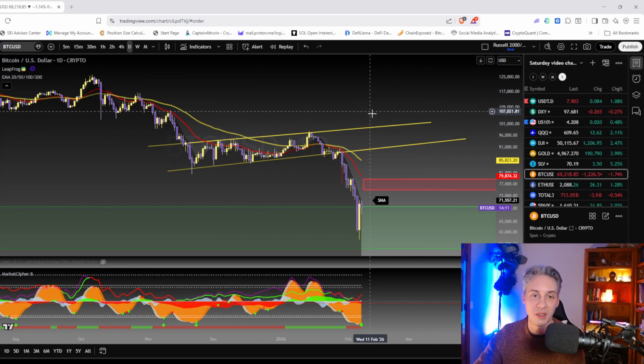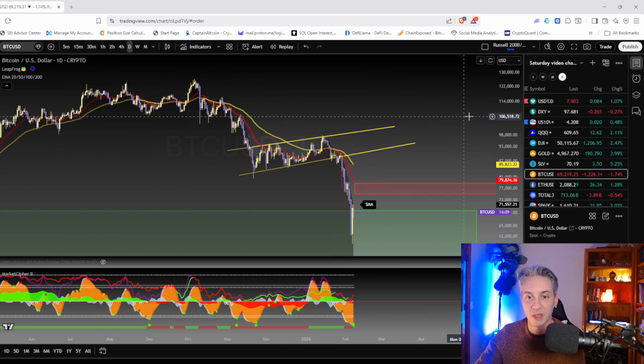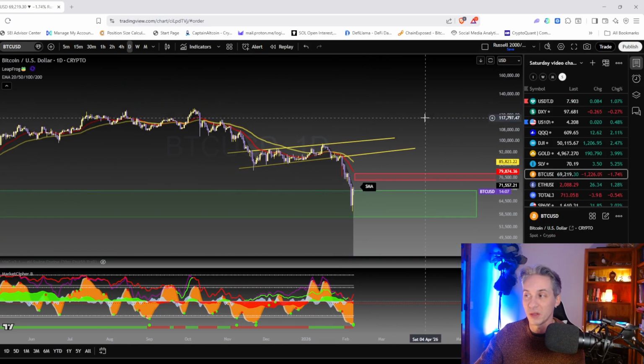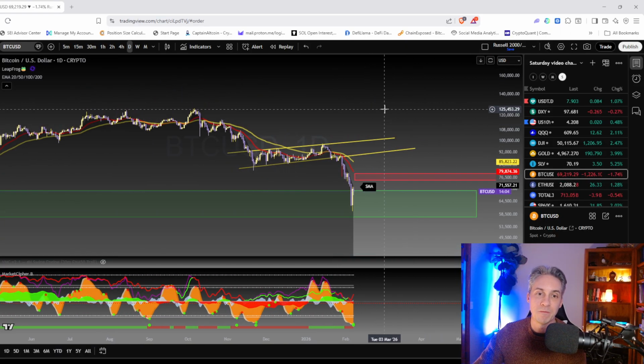All right, Bitcoin. Here it is. Bitcoin absolutely got demolished last week. It's hard to say exactly what's going on. It looks like a leverage sell-off potentially.